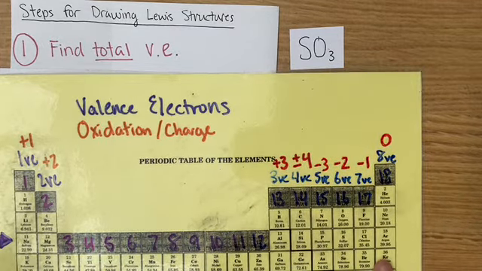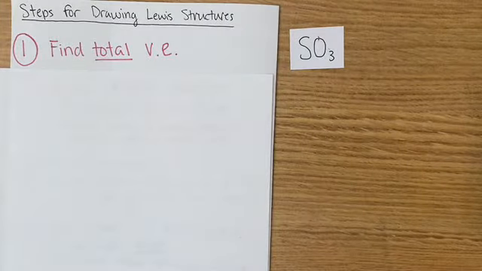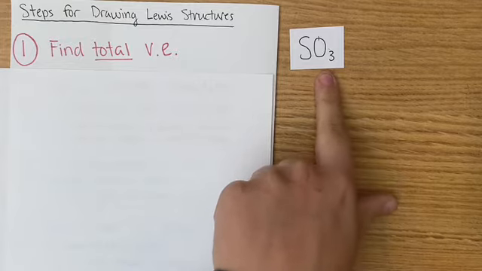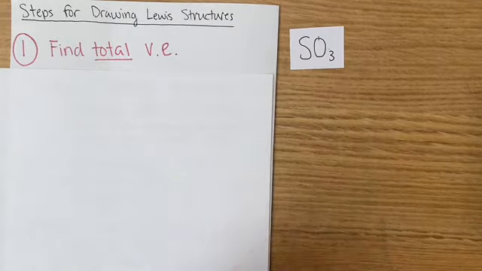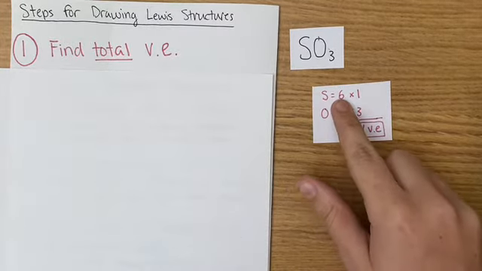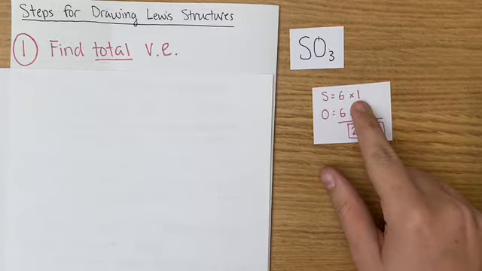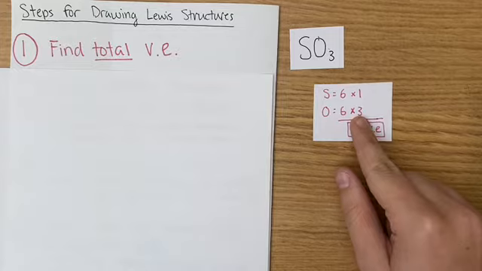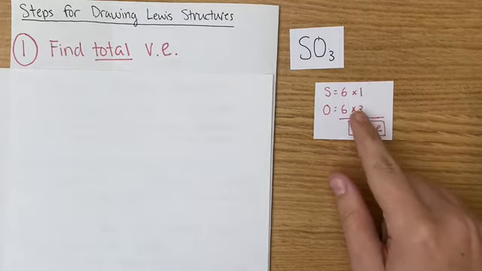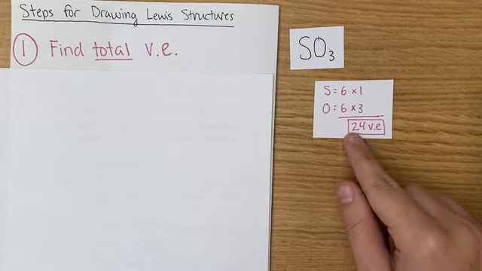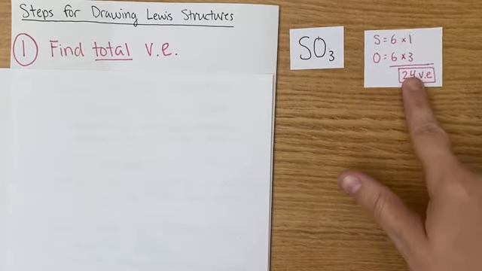But you can see in our chemical formula, we don't just have one of each. We actually have 1 sulfur and 3 oxygens. Each one of those atoms has 6 valence electrons. So if we're going to figure out our total amount, it's going to look something like this. 1 sulfur atom has 6, and we only have 1 of those. 1 oxygen atom has 6, and we actually have 3 of those. So we have 6 plus 6 times 3, which is 18, gives us a total of 24 valence electrons.